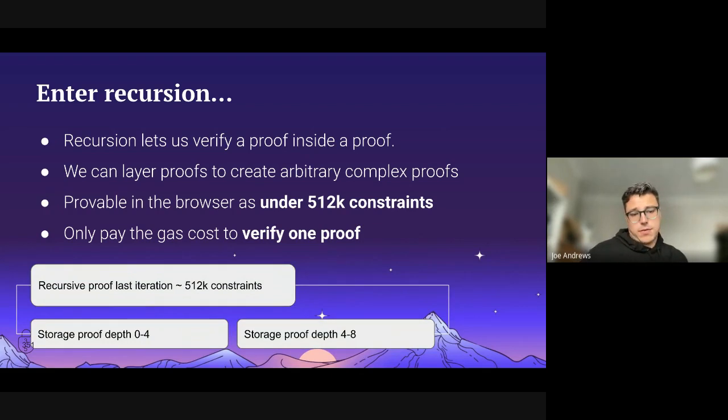And a rough schematic of how this could look. In this case, if we have a small Merkle-Patricia trie, we can just do 2 proofs, one which proves the first 4 levels and one which proves the next 4 levels, and we can recursively verify those together in one zero-knowledge circuit. Depending on the size of the tree, you may need more levels of recursive aggregation, but for simple storage proofs, you can get away with 2 like this.